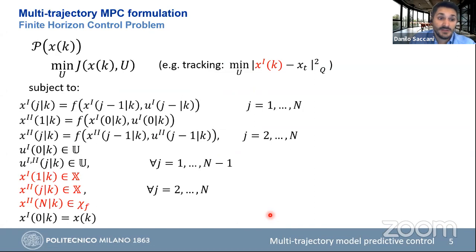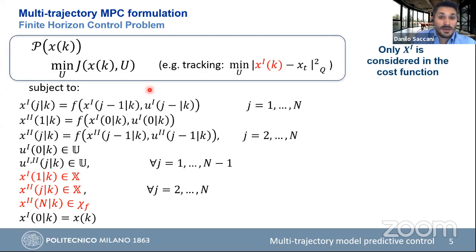Let's see now the finite horizon control problem solved at each time step. The goal of the control problem is to minimize a cost function J with respect to the decision variable vector u. And let's consider a tracking cost function, so a cost function that measures the distance between a state trajectory and a desired target x of t. As can be noticed, in this approach, we have two state trajectories, but only the trajectory capital X first is considered in the cost function.